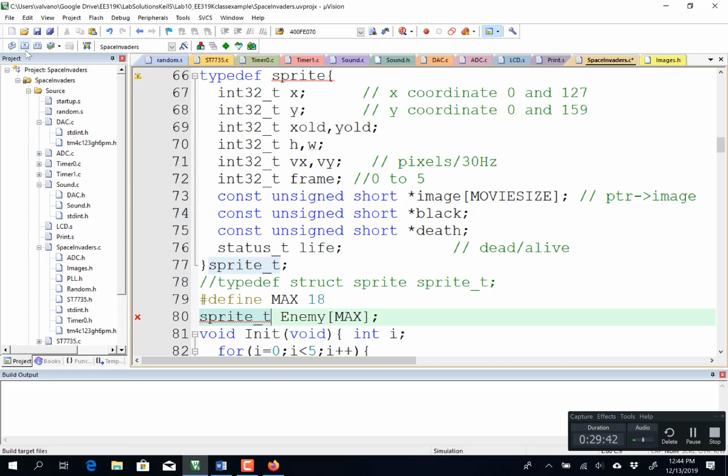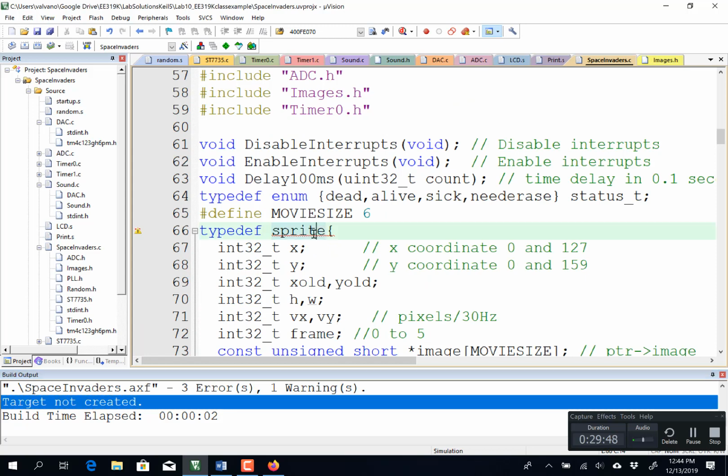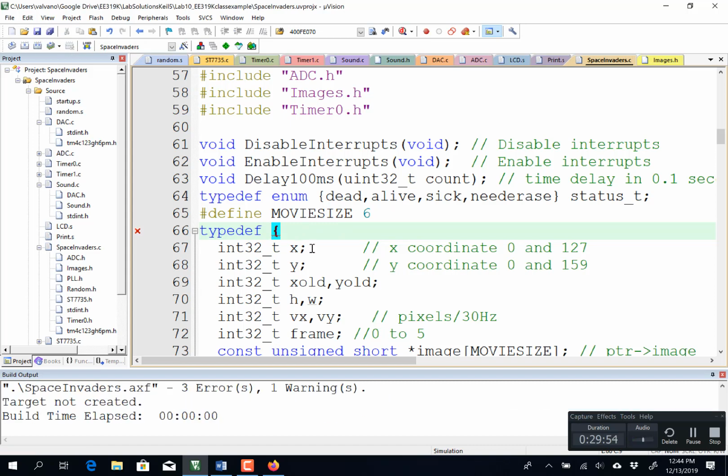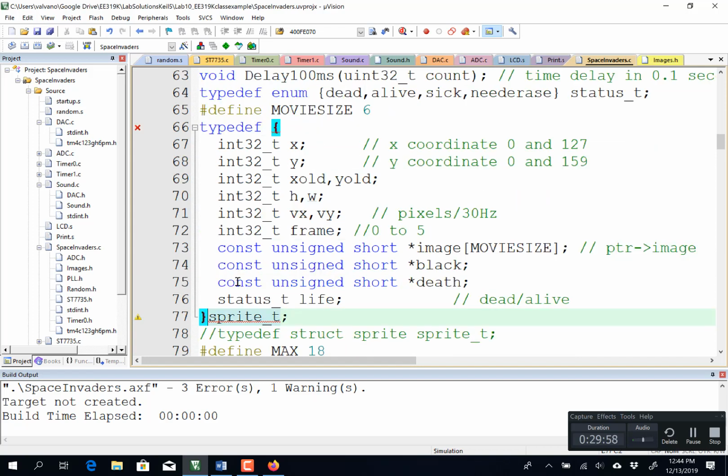Let me make sure this compiles. Yeah, I've got a mistake here somehow. I'm going to have a typedef sprite. Oh, typedef. Yeah, you don't put the sprite there. Okay, so that's the mistake. Nope, still wrong. Typedef space. I don't know. Typedef struct. I need the struct. There we go. There we go.